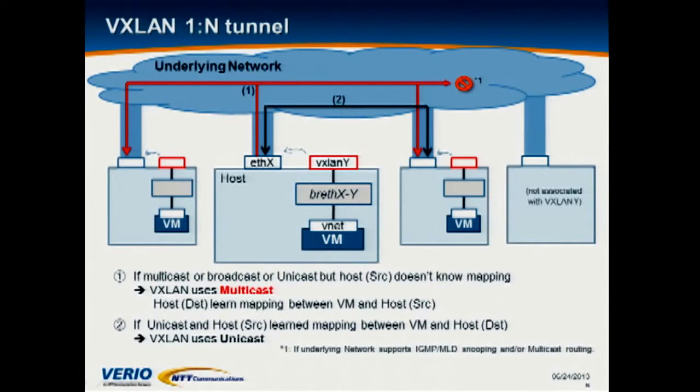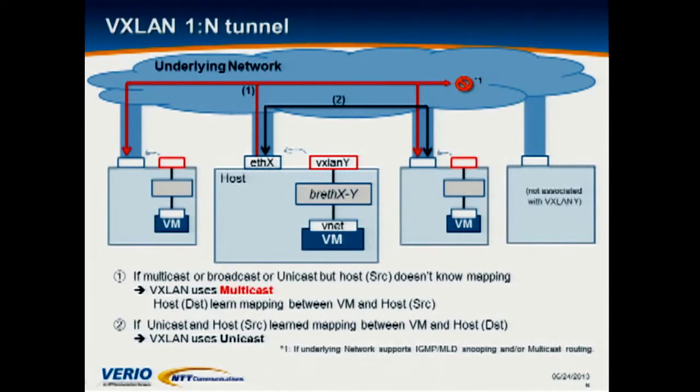This diagram shows the basic setup of VXLAN. A VXLAN interface is created on top of some actual interface that has an IP address. Let's call the actual interface ethX. A bridge interface should be connected with the VXLAN interface. I'll write it here as brethX-Y, and it should be connected to some VM.